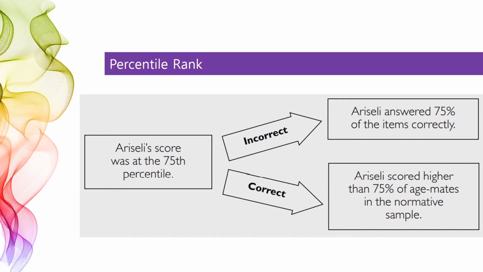Araceli's score was at the 75th percentile. It will be incorrect if you understand that Araceli answered 75% of the items correctly. But it is correct when you understand that Araceli scored higher than 75% of age mates in the normative samples.